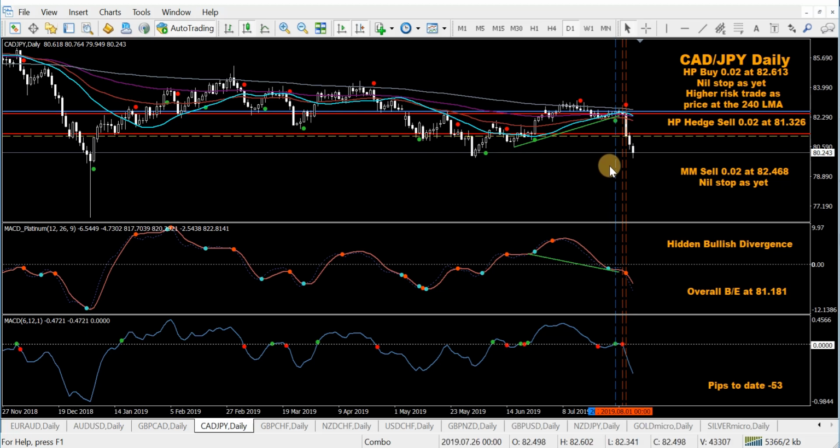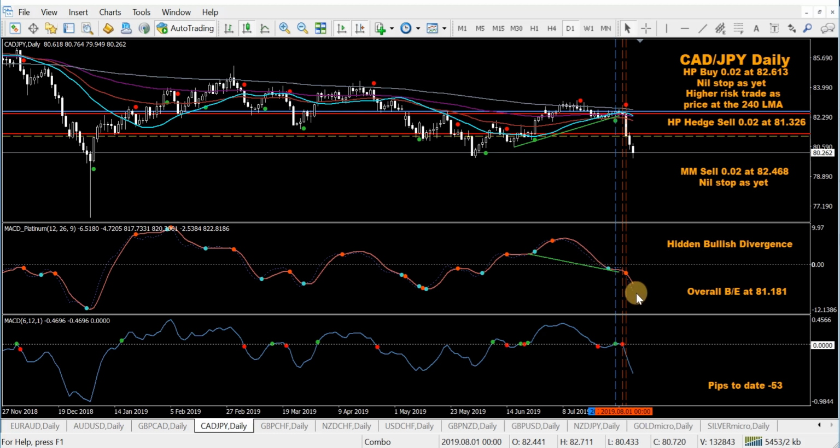Took a buy, an HP buy, then an HP hedge sell. And I've got the Mod MACD sell also. I took the Mod MACD sell before the hedge sell, and overall break-even is up here, so we're in profit, and we'll probably get that 53 pips. We're down if we close now, but we're not going to close. A little bit ugly, that setup there, but see how we go.